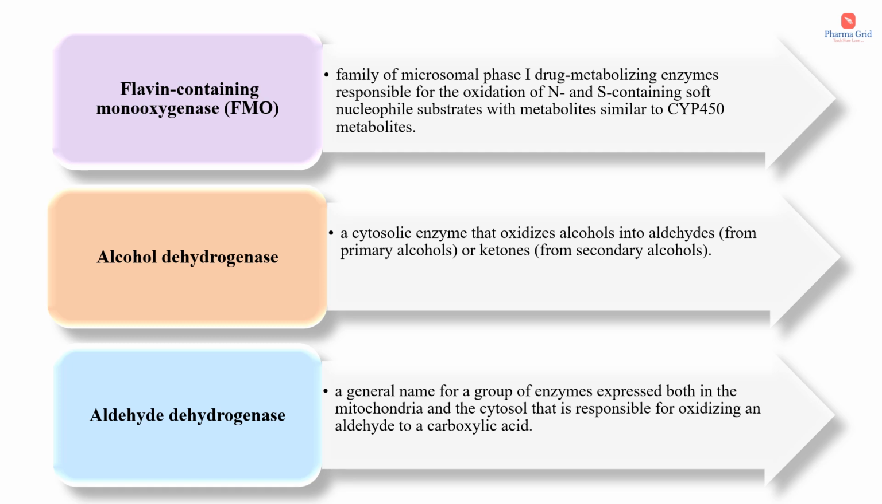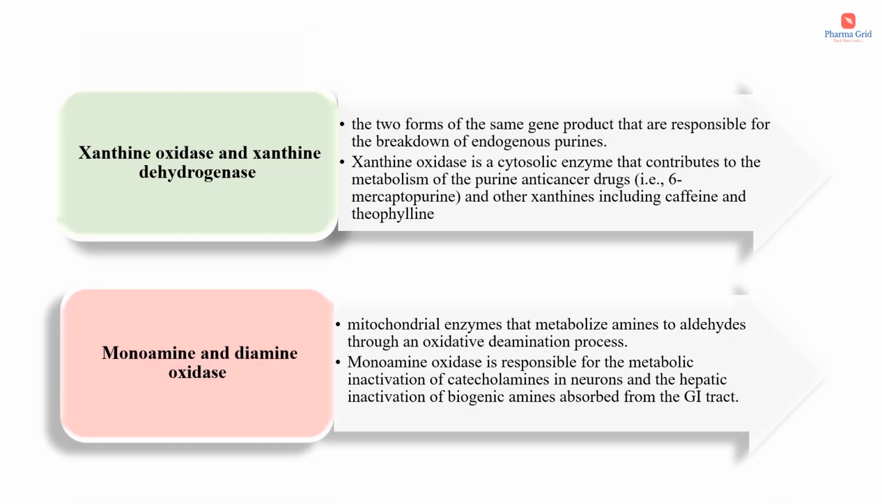It is a general name for a group of enzymes expressed both in the mitochondria and the cytosol that is responsible for oxidizing an aldehyde to carboxylic acid. Next one is xanthine oxidase and xanthine dehydrogenase. The two forms of the same gene product that are responsible for the breakdown of endogenous purines.